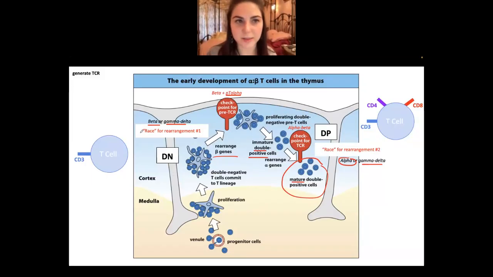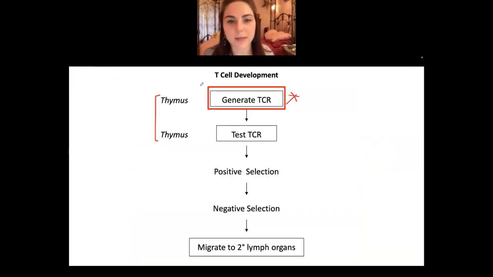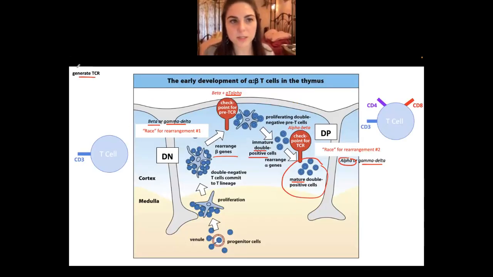This is just generating the T cell receptor. This is something I also tried to do to show you guys: when I'm talking about the general outline, I tried to put in the top left what stage we're talking about, just so you don't get confused. So positive and negative selection are down here. Again, just keep that in mind. So we're still generating the T cell receptor at this point.